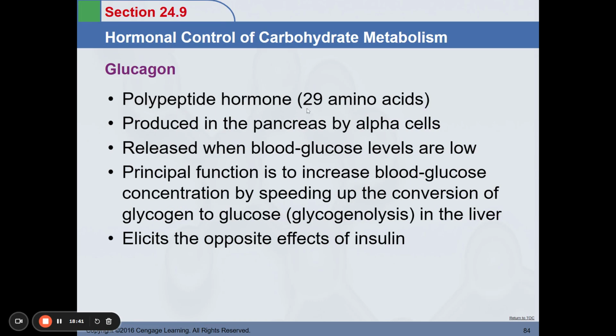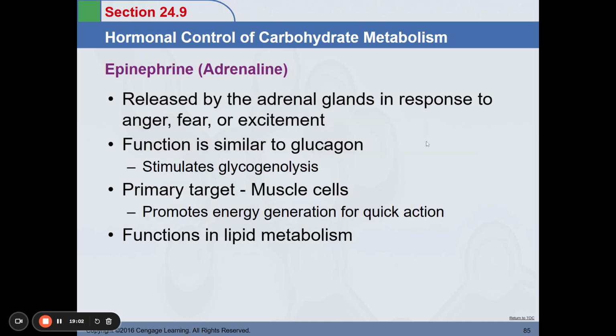We also have our glucagon, which is a polypeptide hormone, a 29 amino acid, and it is produced by our alpha cells in our pancreas. Okay, and the principal function, of course, is to increase blood glucose concentration. Its mechanism is to speed up the conversion of glycogen to glucose in the liver. So it elicits the opposite effect of our insulin.